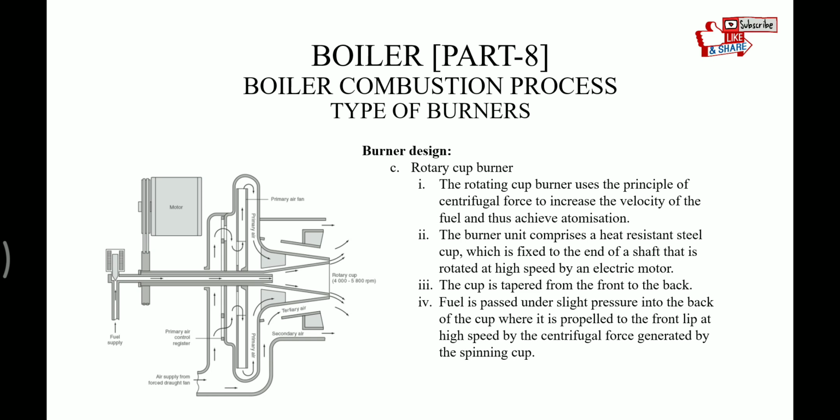The fourth is rotary cup burner. The rotating cup burner uses a principle of centrifugal force to increase the velocity of the fuel and thus achieve atomization. The burner unit comprises a heat resistant steel cup which is fixed to the end of the shaft that is rotated at high speed by an electric motor. The cup is tapered from front to back. Fuel is passed under slight pressure into the back of the cup where it is propelled to the front lip at a high speed by centrifugal force generated by the spinning cup.